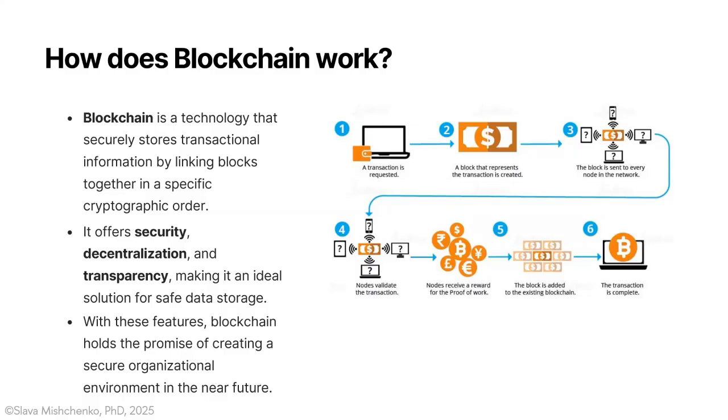And this is what we call the proof of work reward. It's like getting paid for being an honest accountant in the system. And finally, in step six, the validated block is permanently added to the blockchain, and the transaction is marked as complete. So once it's there, it can never be altered or deleted. That's what makes blockchain so secure and reliable.